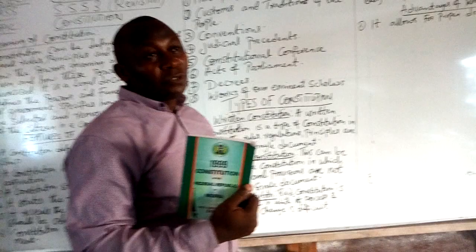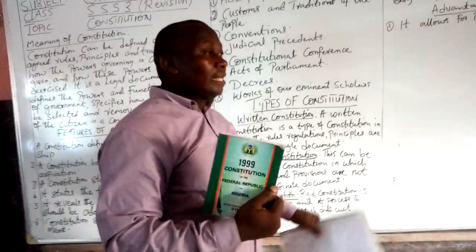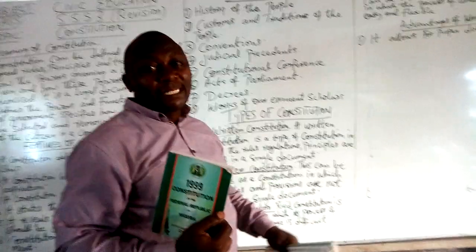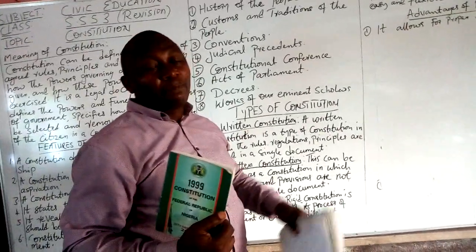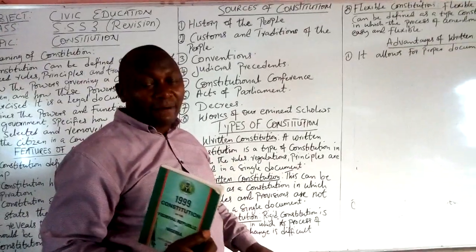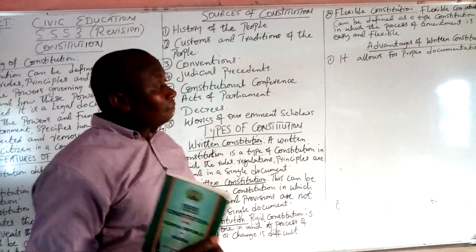Sometimes it's not easy to amend the constitution in times of emergency. For instance, like COVID-19, there are certain things the government might like to put in place, but because it's not easy to amend the constitution, the process of going to the National Assembly and State Assemblies for them to agree on that is always rigorous. It cannot be easily done.